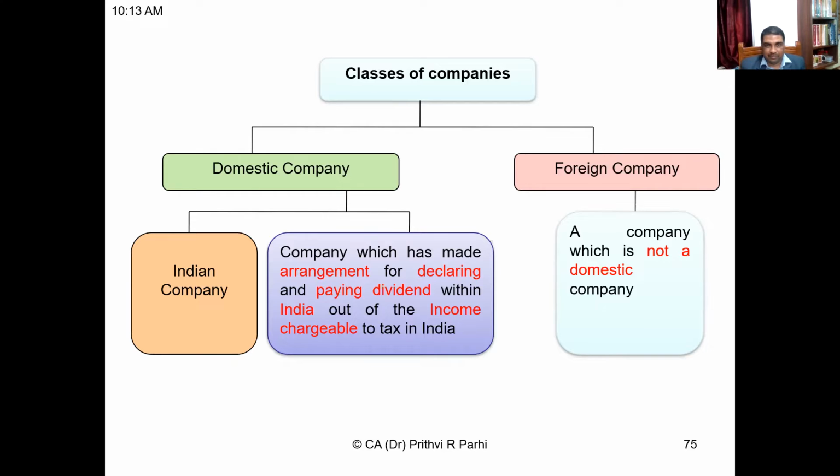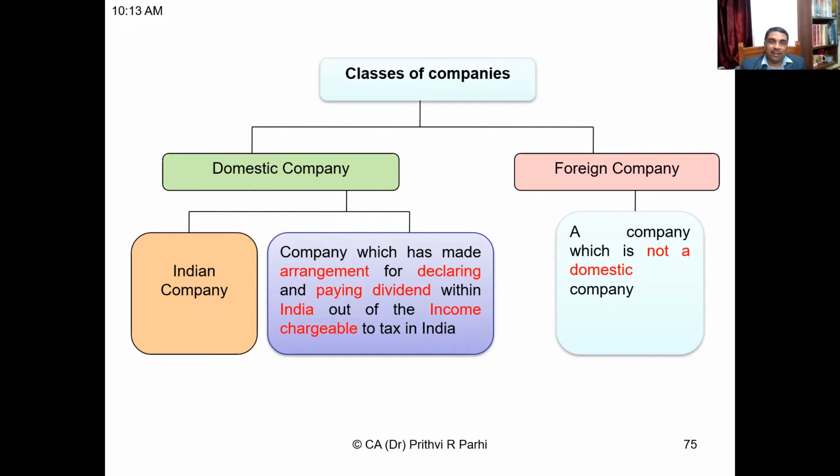Company which has made arrangement for declaring and paying dividend in India out of the income chargeable to tax in India. Very good. Now you see, it may be an Indian company, it may be a non-Indian company also, which has made arrangement for declaring and paying dividend. You know, companies pay dividend out of their profits. Dividends are paid to the shareholders. So shareholders share the profit. Shareholders get their share of the profit through dividend.